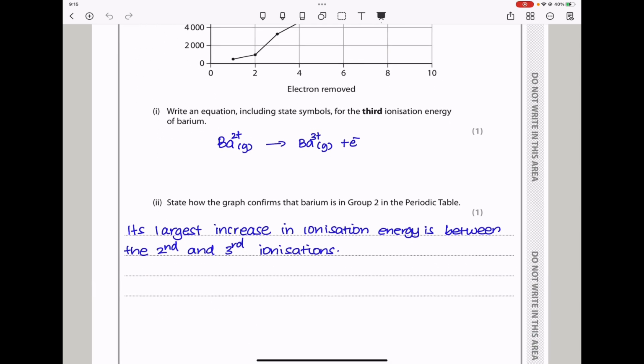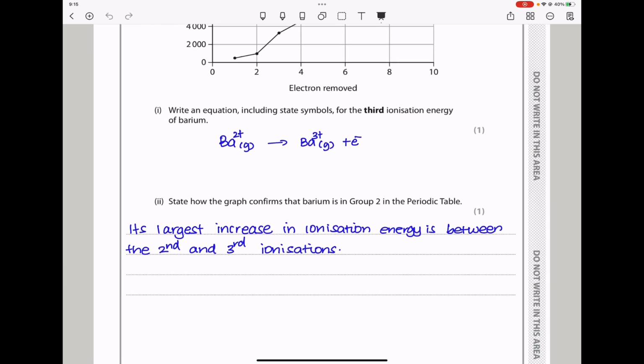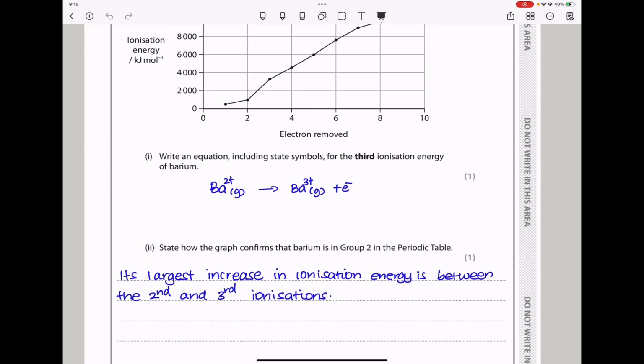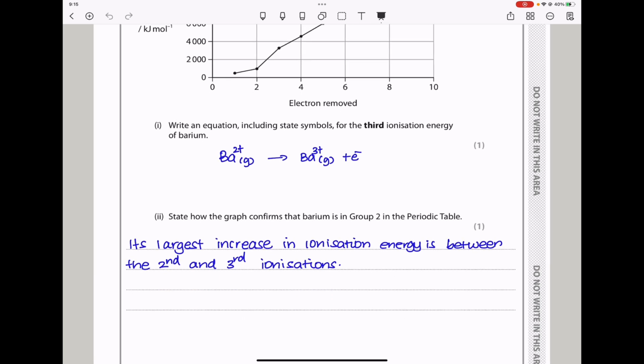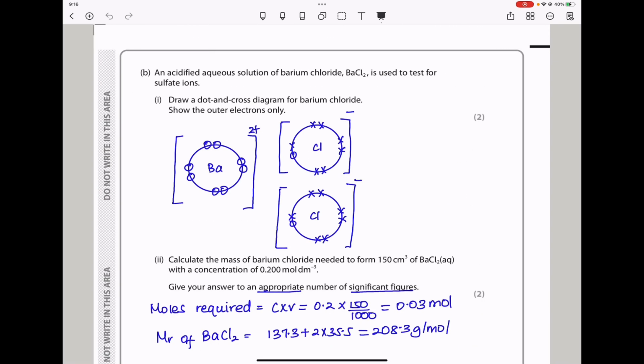In the next part, state how the graph confirms that barium is in group 2 in the periodic table. When we look at this, we can see it has the largest gap here between the second and the third ionization energy, so we can say that it's supposed to be in group 2. So I said its largest increase in ionization energy is between the second and the third ionizations. Moving on. In part B, an acidified aqueous solution of barium chloride is used to test for sulfate ions.